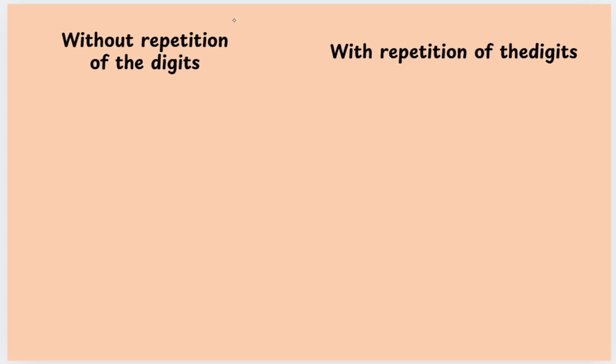So what about without repetition of digits? Without repetition means, for example, if I give you 8, 9, 5, 6, 1. If I give you like this, and I ask you to find without repetition of digit, which means I'm asking you to find out smallest 5 digit number.